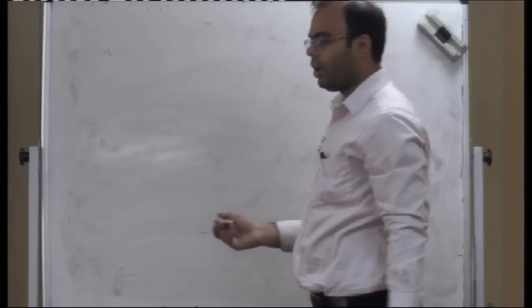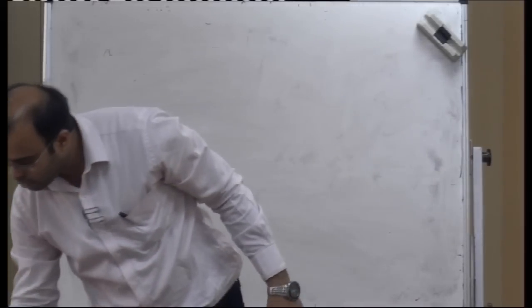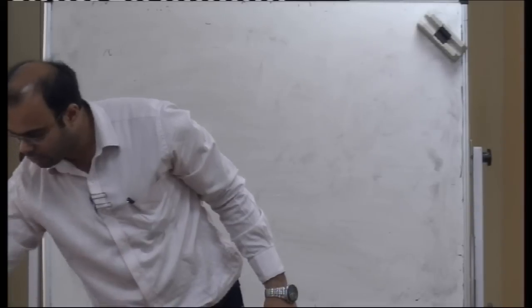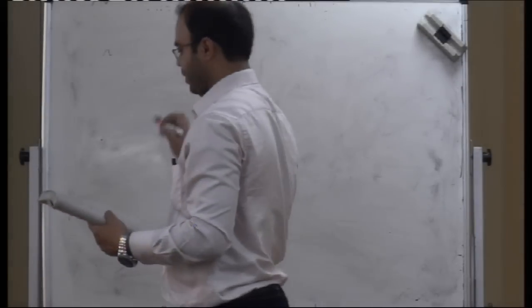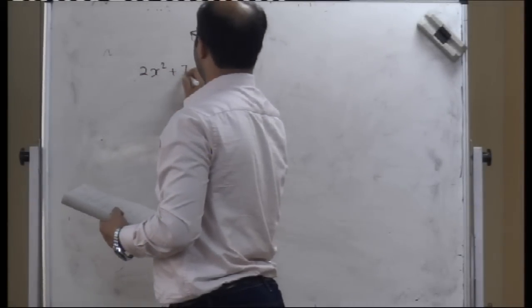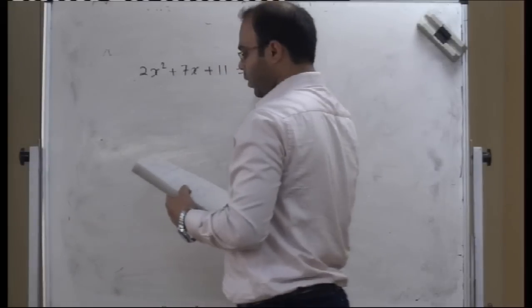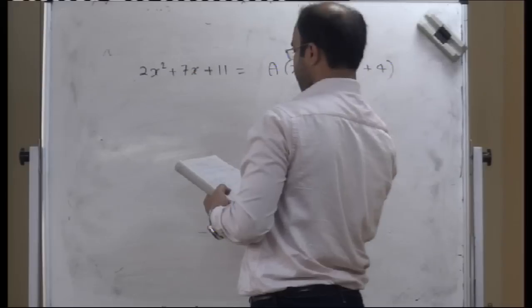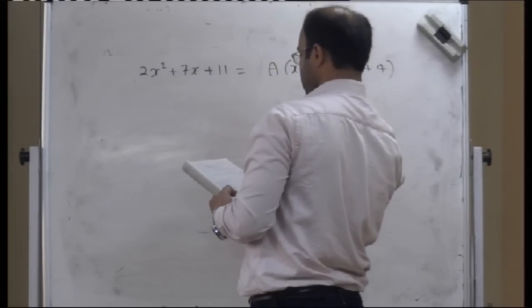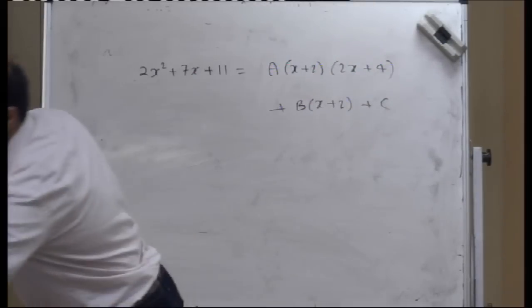In the question we did right now, we got an equation: 2x square plus 7x plus 11 equals a times of x plus 2 into 2x plus 4, plus b times of x plus 2, plus c. So here we have to find A, B, C.